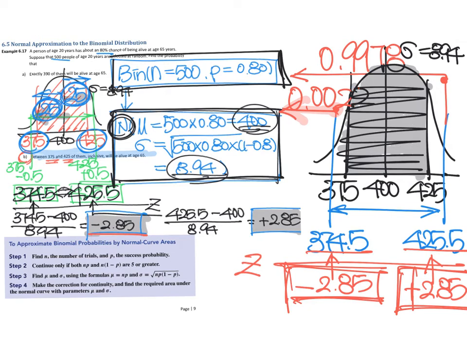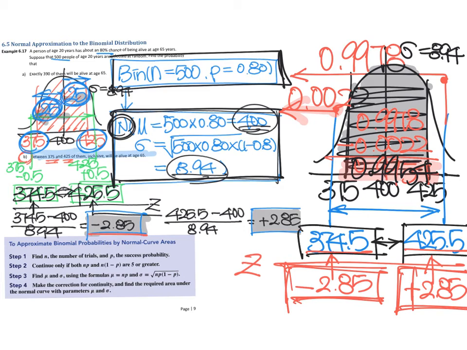It will be 0.9978 minus 0.0022, which will be 0.9954. It's 0.9954. Let me rewrite. 0.9954 will be the probability between these two scores approximately from the normal distribution.